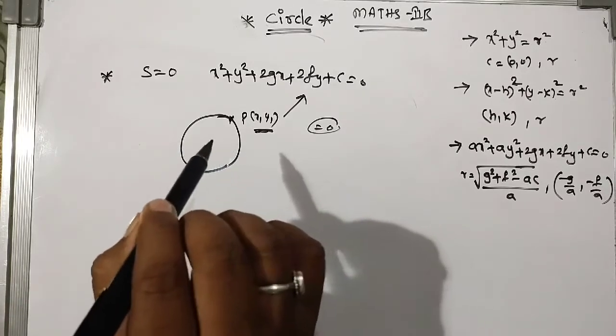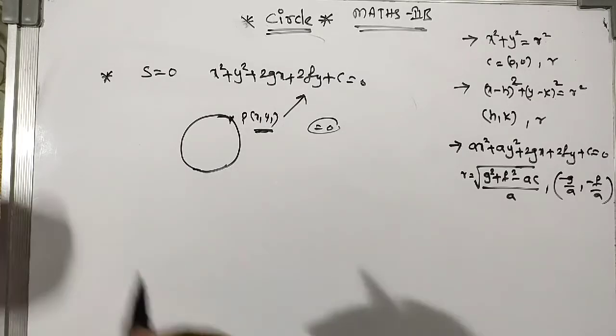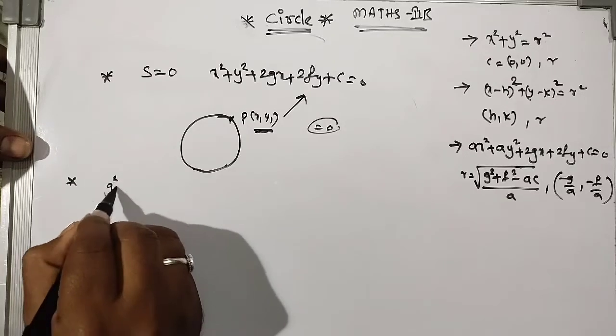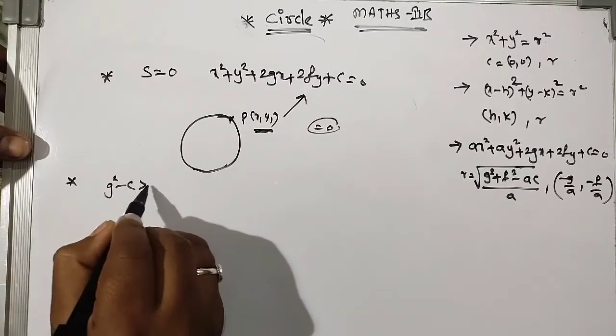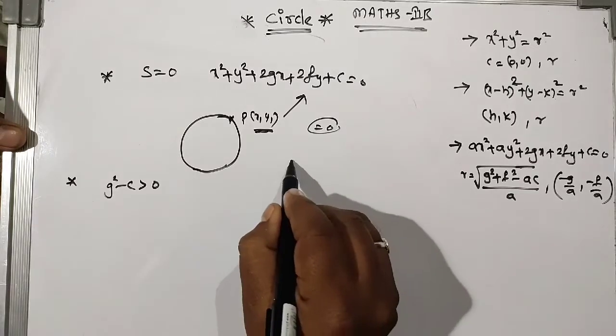If you write the values of x and y in the equation, we get 0. So next you see, if g square minus c is greater than 0, then the circle will make an intercept on the x-axis like this.